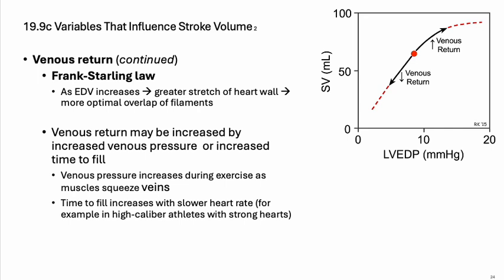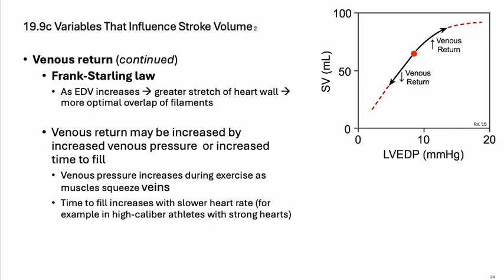As blood returns back to the heart, in other words as this EDV, the end diastolic volume, goes up, it's going to stretch the heart more, so you'll have greater preload. As you have more stretch, you have more overlap of filaments, the myofilaments, so that's your actin and myosin, resulting in a more forceful contraction, or a more efficient contraction as a result of that more optimal amount of overlap.